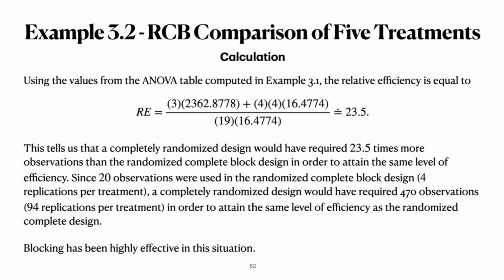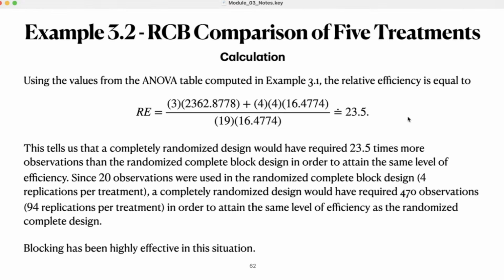So using the values from the ANOVA table that we constructed in example 3.1, the relative efficiency is given by this formula here. So the relative efficiency: 3 times MSR plus R times (T minus 1), so 4 times the MSE (the T was 5, so 1 less than that is 4), and then times the total number of degrees of freedom, which is 19, T times R minus 1, times MSE from that ANOVA. And so when we calculate this, we get a value that's approximately 23.5.